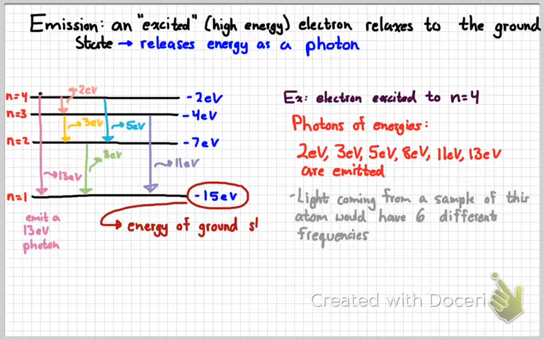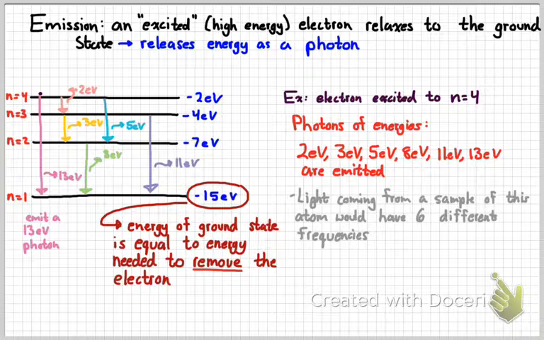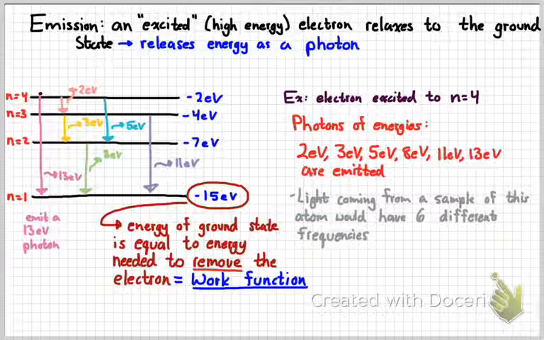Now the 15 electron volts tells us what the energy is needed to remove the electron, and that's again the work function that we were discussing earlier. So you would need 15 electron volts of energy to completely remove the electron from this atom.